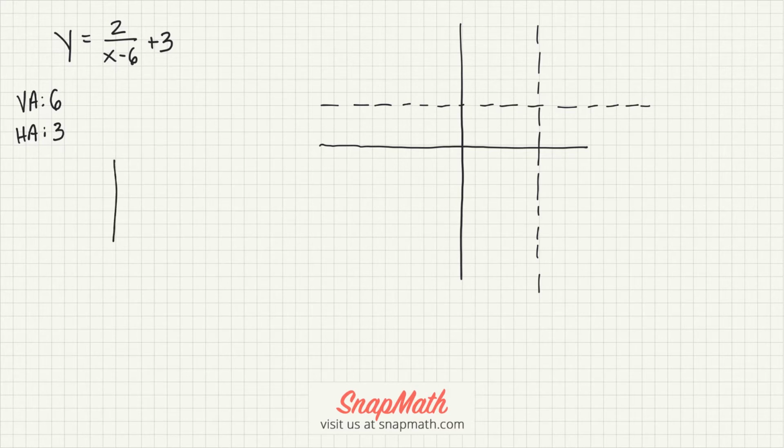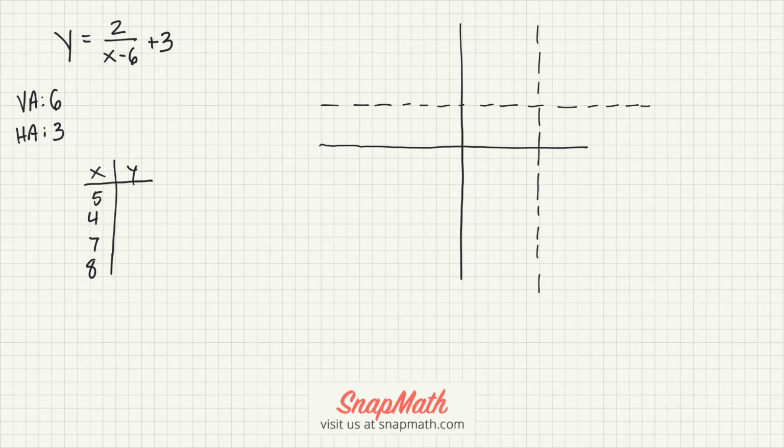What I like to do is pick two numbers on the left side of the vertical asymptote and two numbers on the right side. So the two numbers on the left, I will pick 5 and 4, and the two numbers on the right, I will pick 7 and 8.